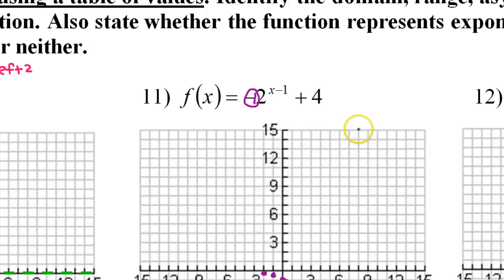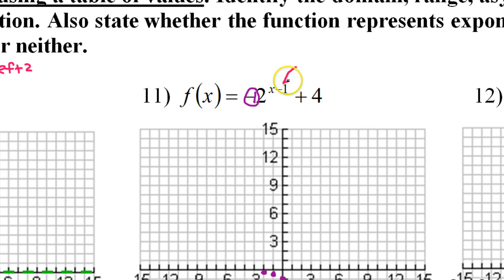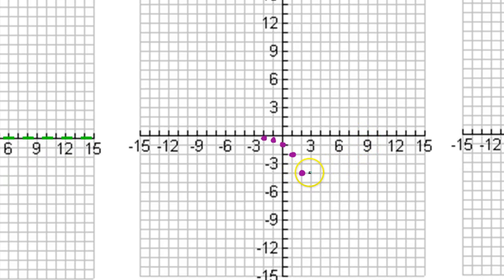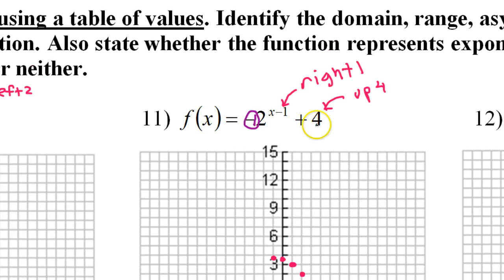All right, now let's see what kind of shifting we have to do. This -1 is going to send us to the right 1, and this positive 4 is going to send us up 4. So we need to go right 1, up 4. So we're going to move each one of these points right 1 and up 4. Okay, so this is where the 5 dots will be if you move them right 1 and up 4. The asymptote is at positive 4. You can tell because of the k value.